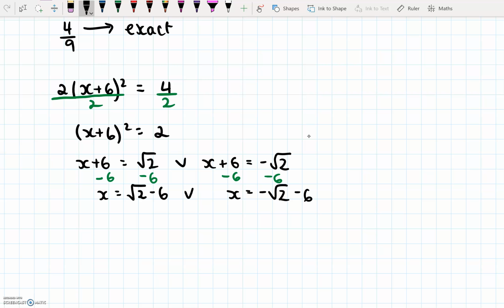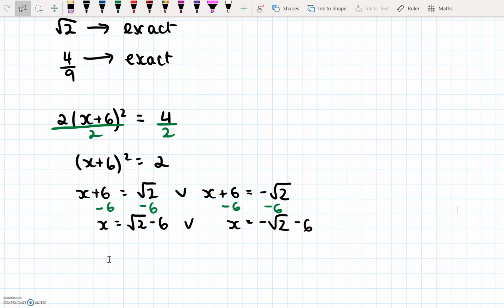If we don't want it in exact form, we will tell you, we will say, hey, give your answer to 2 decimal places or something, okay? But this is exact form, and most of the time from now on, this is how you should be answering your questions.